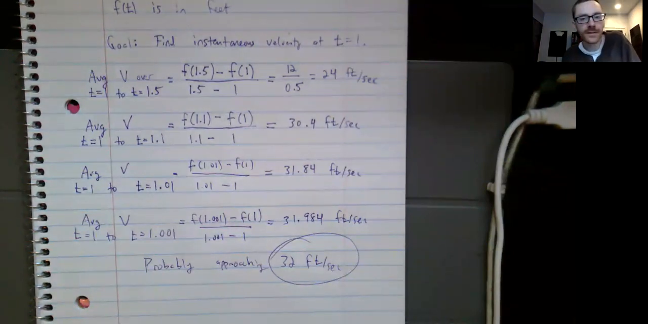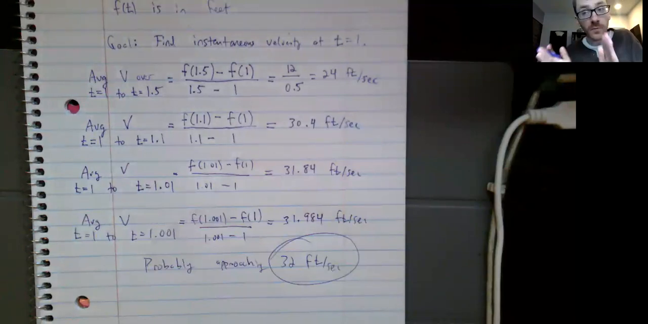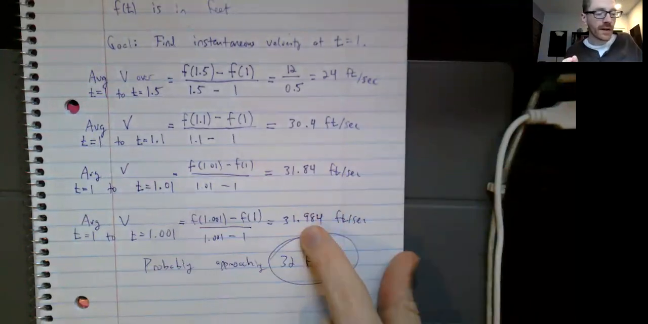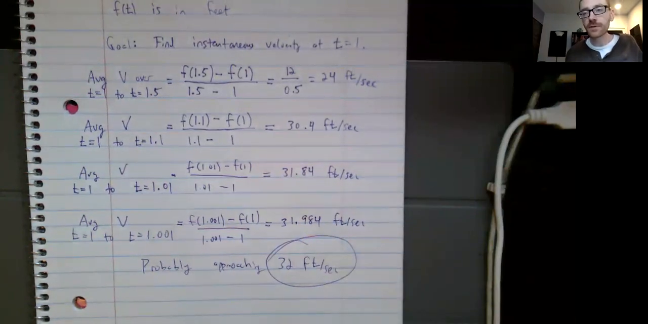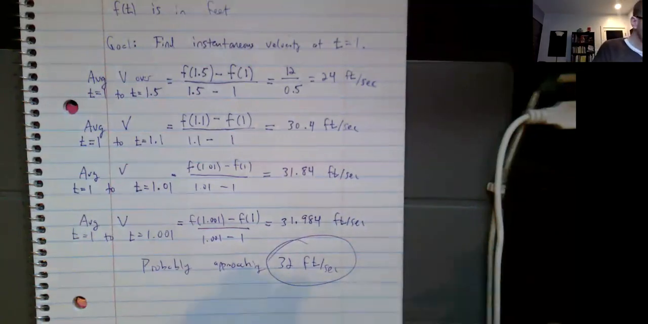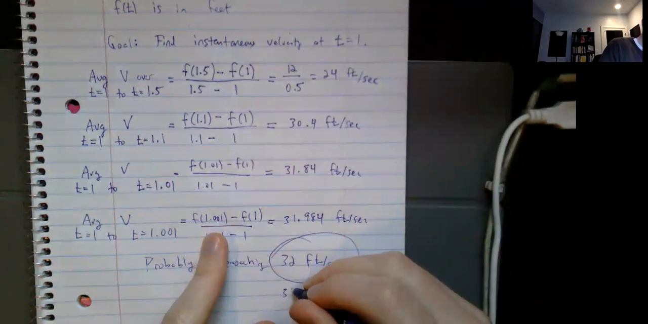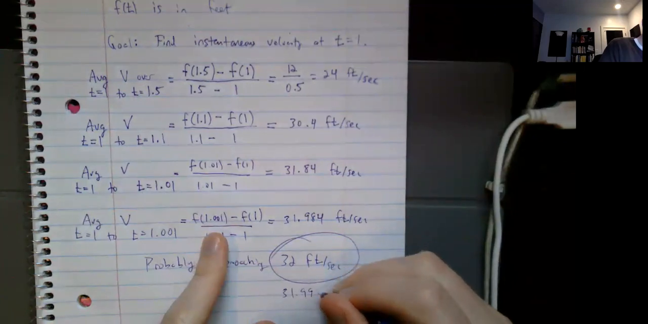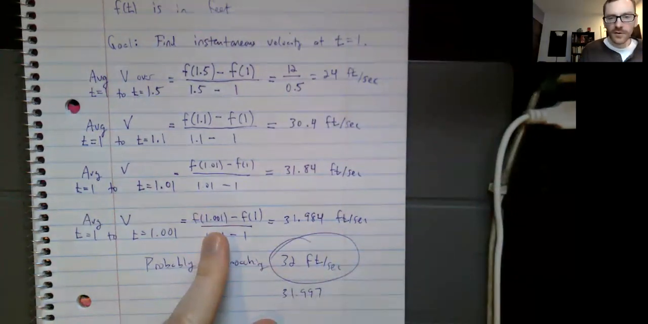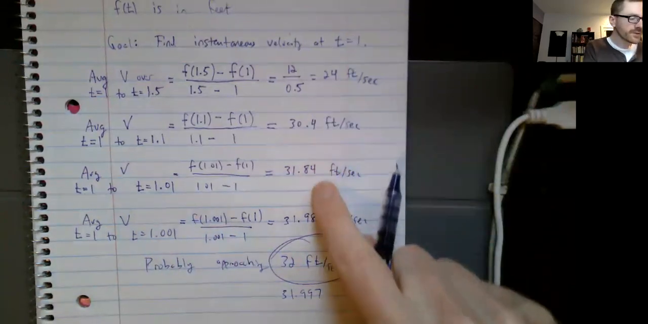But here's the thing. This is pretty good, but there's no way to know for sure using this technique, right? Because maybe we shrink the interval a little more, and all of a sudden the next average velocity jumps to something totally different. Or maybe it's not converging to 32. Maybe it's converging to like 31.997. I mean, there's no way to know what these numbers are actually converging to.